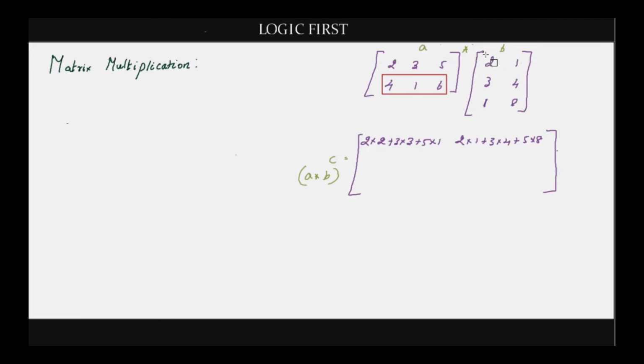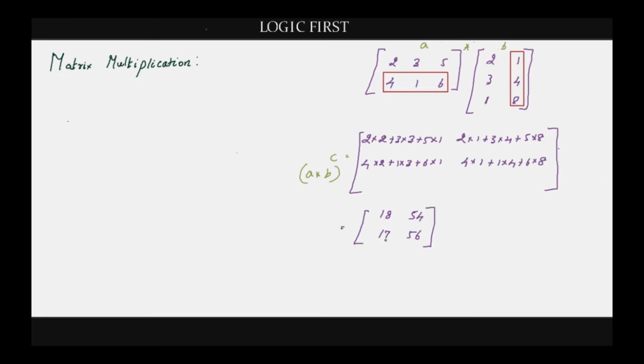Multiply the second row with the first column. 4 into 2 plus 1 into 3 plus 6 into 1. And now move to the second column here. So this is the resultant matrix.